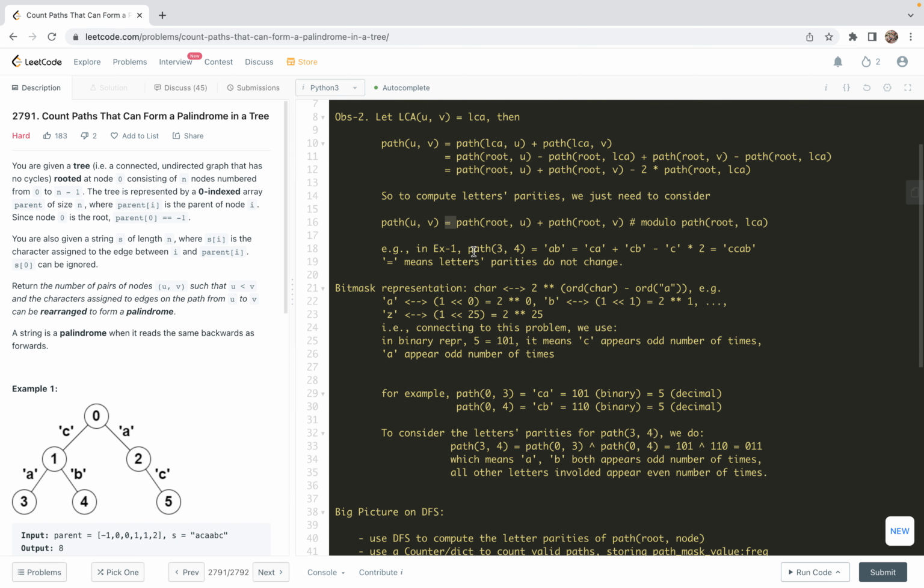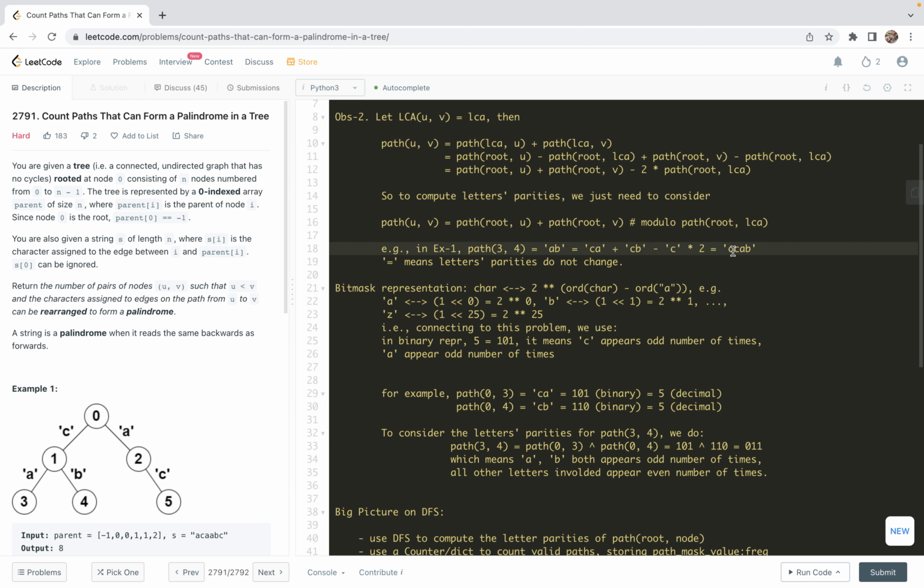So for example, in example 1, we have path 3 and 4. So it's represented by AB, right? So then we can use this formula, right? So this is the from root to 3. This is from root to 4. And their common ancestor is 1. So from root to 1 is corresponding to a letter C. So we get minus 2.